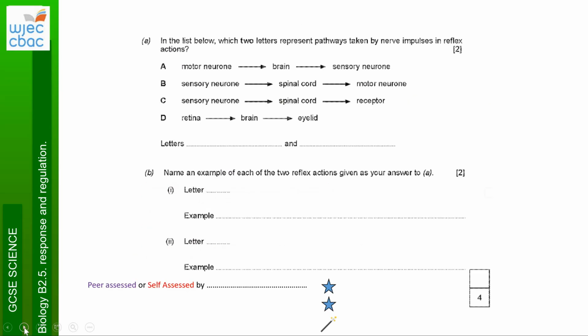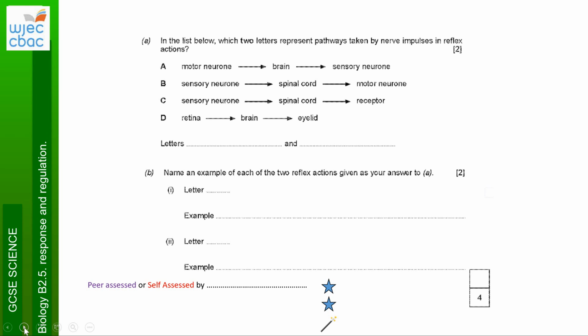So if we move on now to page 16, in the list below, which 2 letters represent pathways taken by nerve impulses in reflex actions? So if we have a look firstly at A, we can rule that out because it involves the brain. So we know that a reflex action doesn't involve the brain. If we look at B, information's going from the sensory neuron to the spinal cord and then the motor neuron. So that makes sense as a sequence as part of a reflex action.